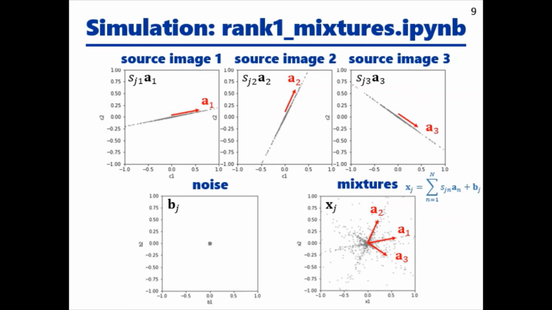From the figures, we see each source image lies on a line parallel to the mixing vector. On the other hand, the noise was distributed in a more isotropic manner. Consequently, the mixtures, which are the sum of the source images and the noise, looked like this.